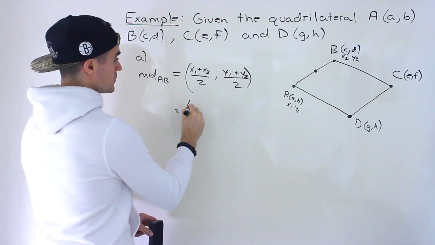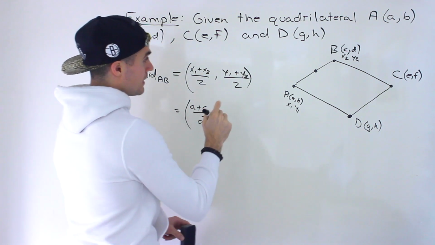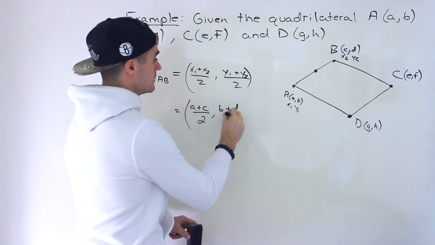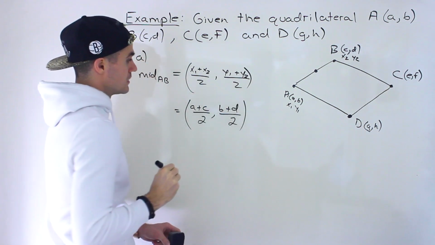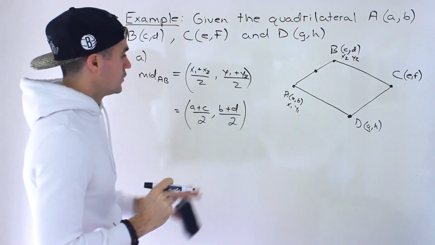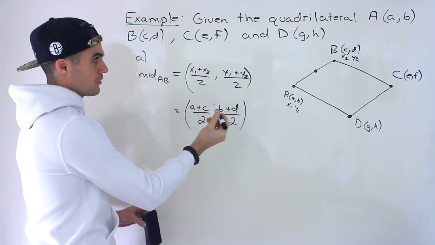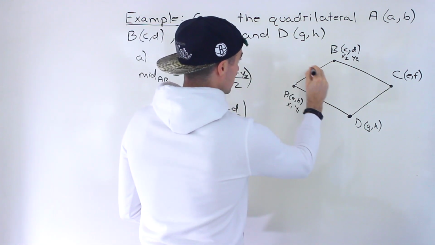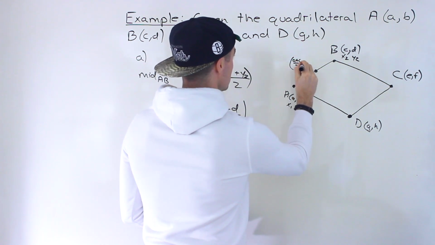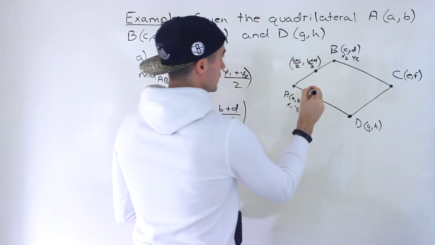So we'll have x1, which is a, plus x2, which is c, divided by 2. And then we'll have y1 plus y2, so b plus d, divided by 2. Okay, and then this over here, you can't simplify any further. There are no like terms in either of those. So this point here has the coordinate (a plus c over 2, b plus d over 2), like that.